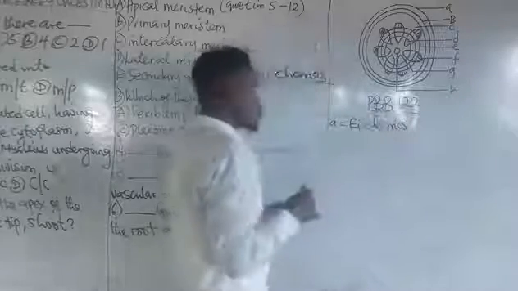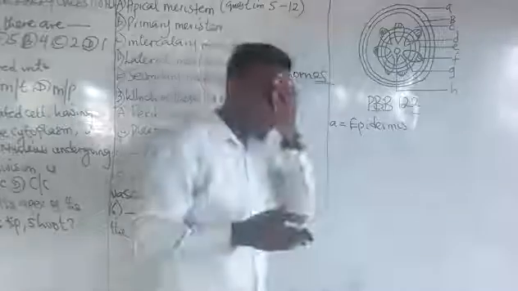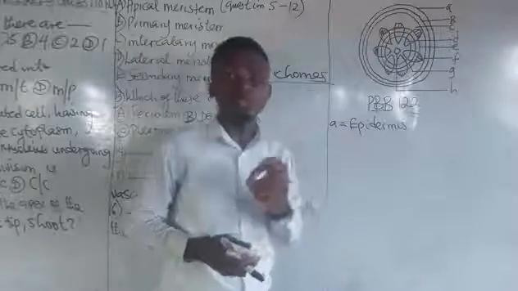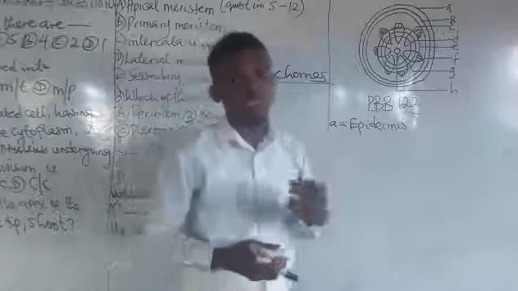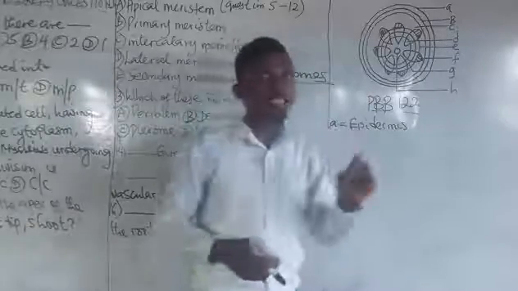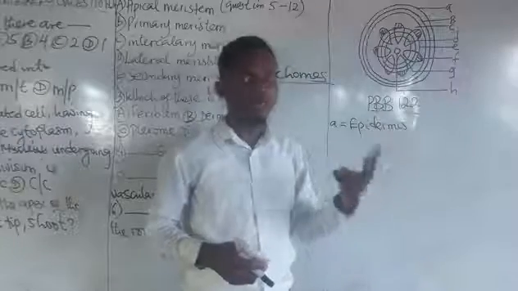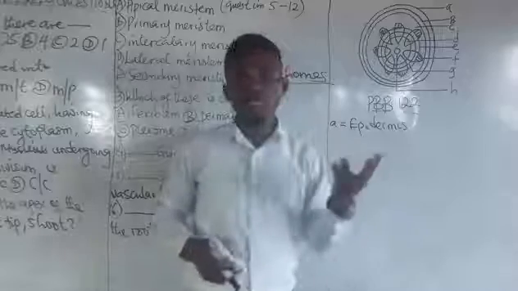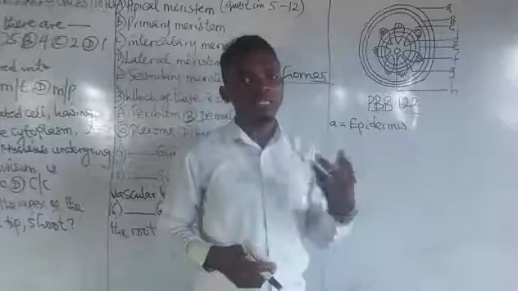Now this is what we call the ground tissue system. We have three types of tissue systems based on structures and functions. The three types of tissue systems are: 1, the epidermal tissue; 2, the ground tissue, otherwise called the fundamental tissue; and 3, the vascular tissues, which are the xylem and phloem.